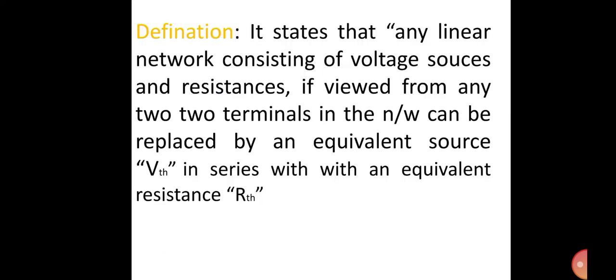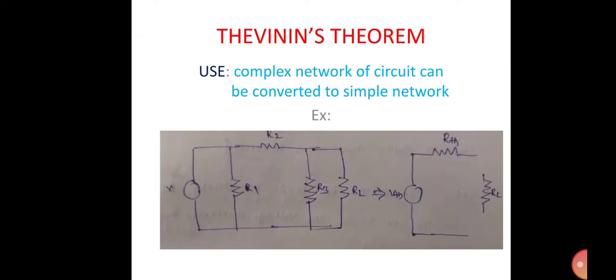Actually, what Thevenin's theorem states is that any linear network consisting of voltage sources and resistances, if viewed from any two terminals in the network, can be replaced by an equivalent source V Thevenin in series with an equivalent resistance R Thevenin. That means the total combined resistance is given as R Thevenin and the voltage as V Thevenin.